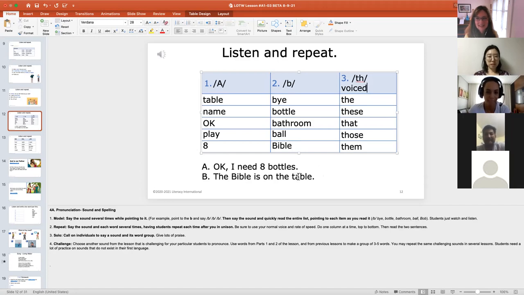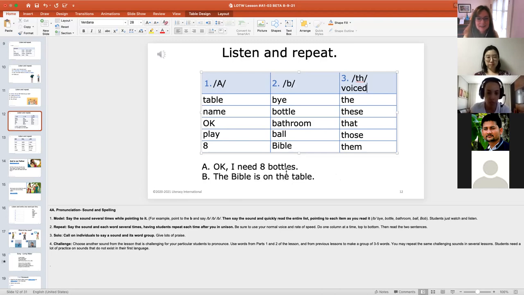Very good. And then sentence B, the Bible is on the table. Kezia, can you read letter B? Okay. The Bible is on the table. Very good. And Kimberly, can you read sentence B? The Bible is on the table. Excellent. Good job.